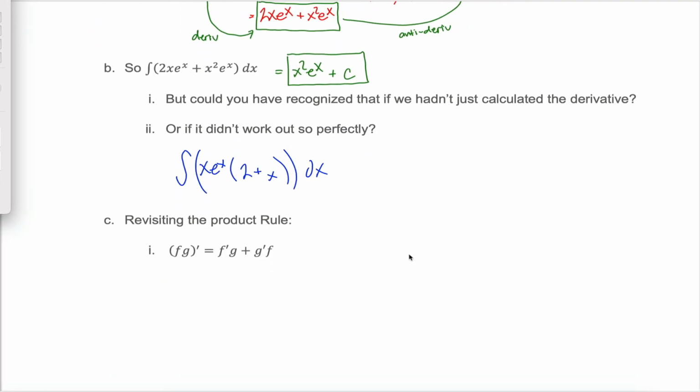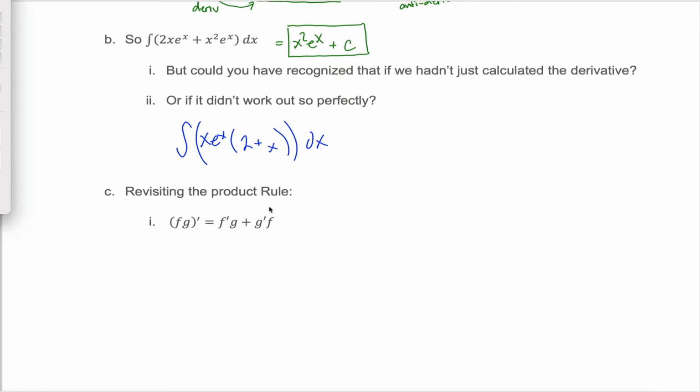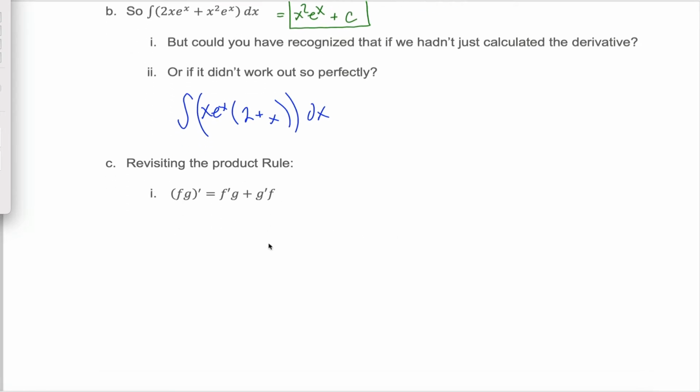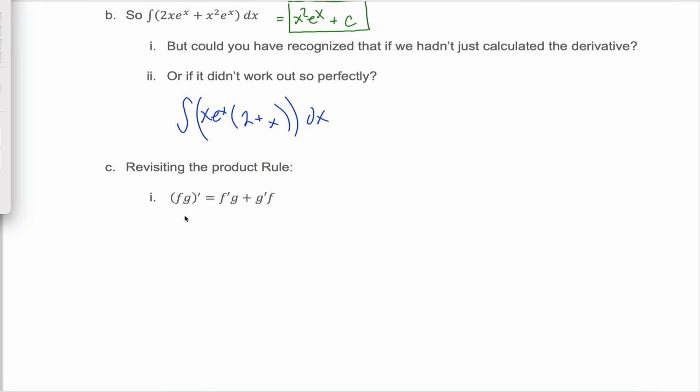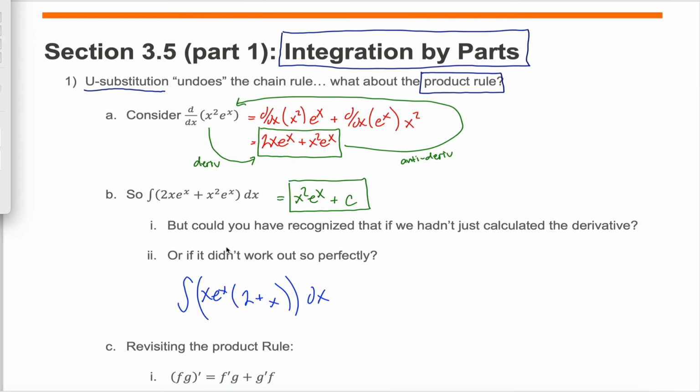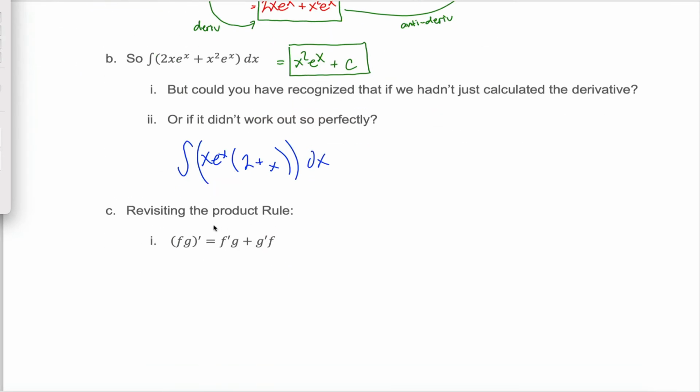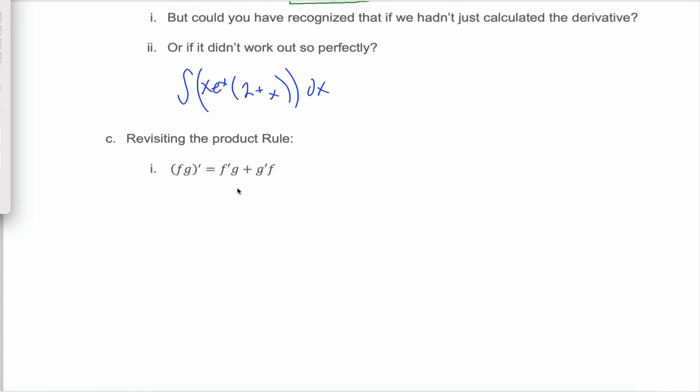Okay, well, integration by parts is going to undo the product rule. So as a reminder, this is the product rule, one way to write it. If we have a product of two things, like x squared and e to the x, and we're trying to take the derivative of that product, we take the derivative of the first thing, multiply it by the second thing, and add to that the derivative of the second thing multiplied by the first thing. So this is a true statement.